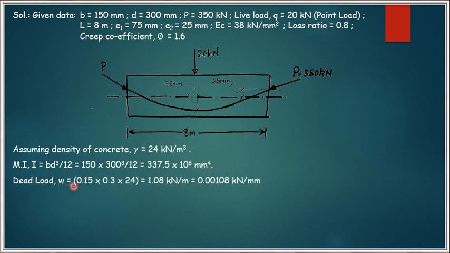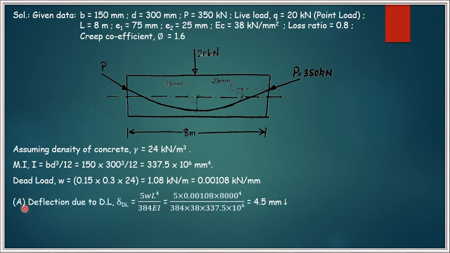Dead load W is equal to 0.15 into 0.3 into 24, which comes out to be 1.08 kilonewton per meter. So this we have to convert into kilonewton per mm. So it will be 0.00108 kilonewton per mm.